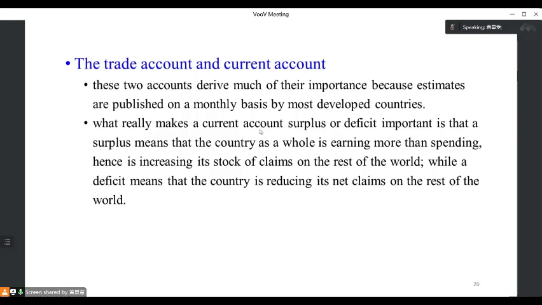What really makes a current account surplus or deficit important is that the surplus means that the country as a whole is earning more than spending, hence is increasing its stock of claims on the rest of the world. While deficit means that the country is reducing its net claims on the rest of the world.